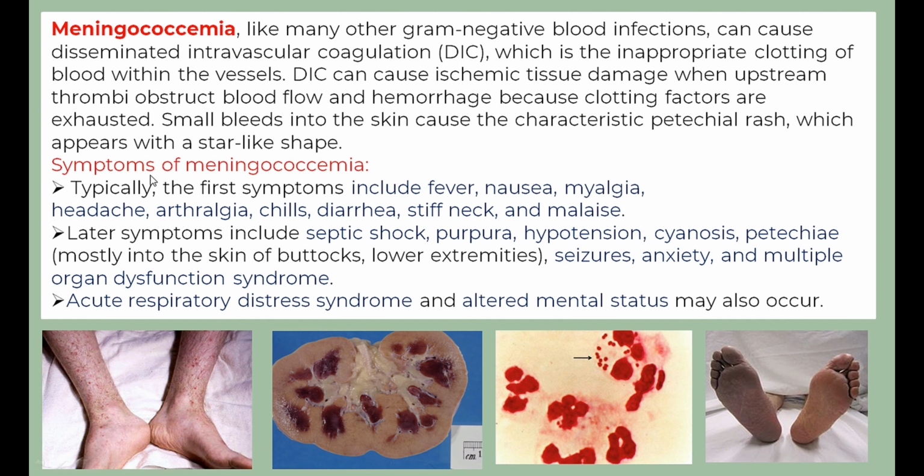Firstly, the symptoms are normal for an infection: fever, nausea, myalgia. But then septic shock, purpura, hypotension, cyanosis, petechiae, seizures, and multiple organ dysfunction syndrome can occur. Also, in extreme conditions, acute respiratory distress syndrome and mental state alteration can occur. I hope you understood that DIC is the cause of massive hemorrhage in the patient in the question, and this occurs due to meningococcemia.